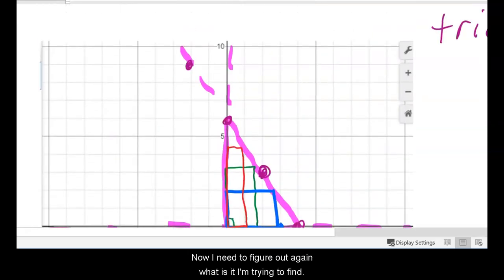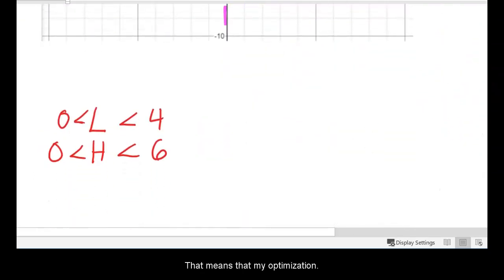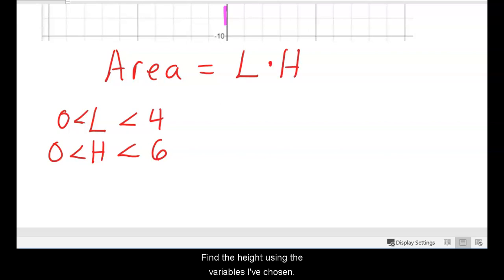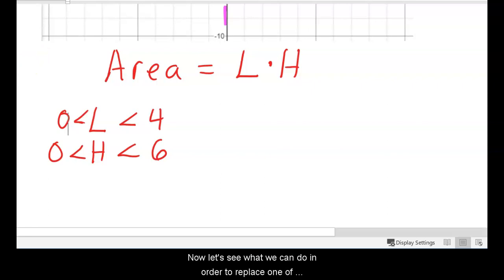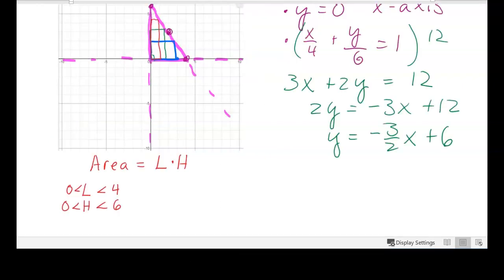Now I need to figure out again, what is it I'm trying to find? Largest rectangle's area. That means that my optimization equation is area. I'm trying to optimize the area. And the area of that rectangle will be the length times the height using the variables I've chosen. Now let's see what we can do in order to replace one of these variables subject to the constraint equation so that we can take the derivative and find critical values.